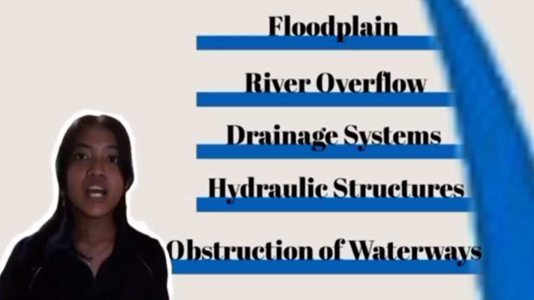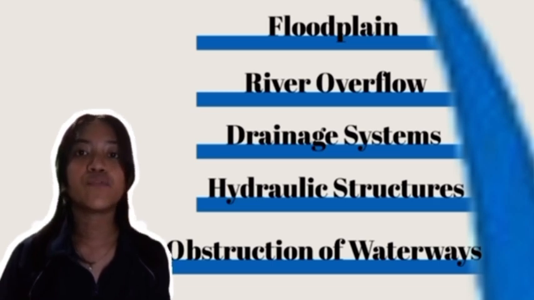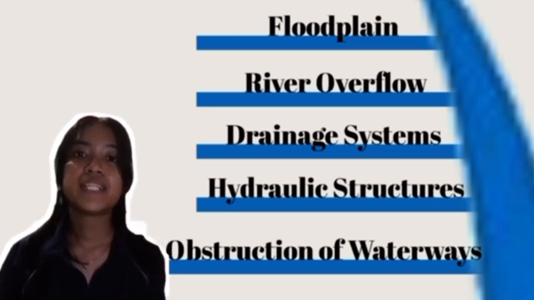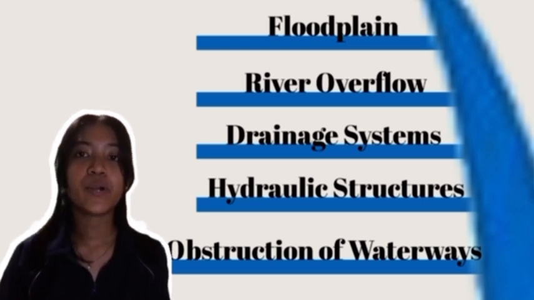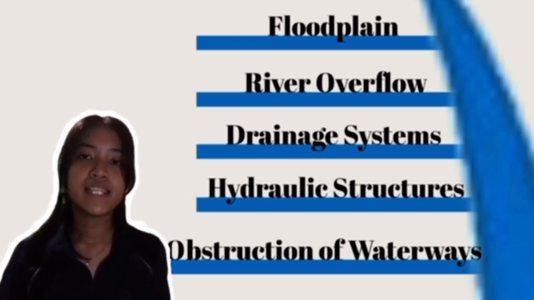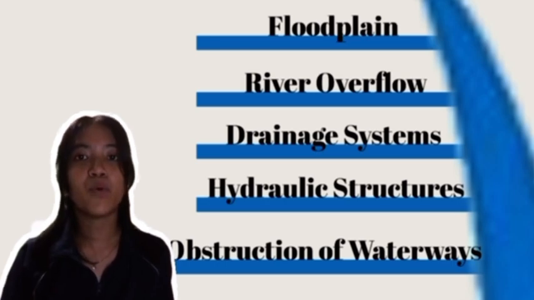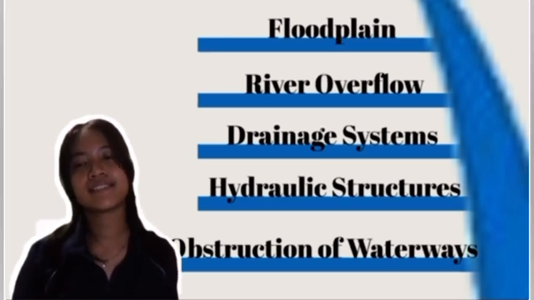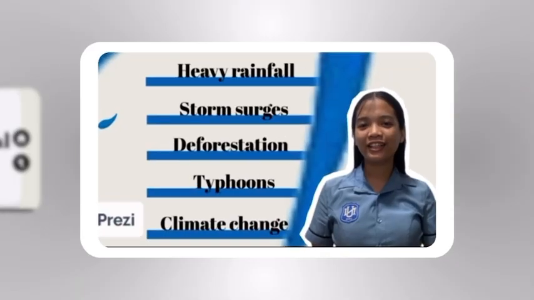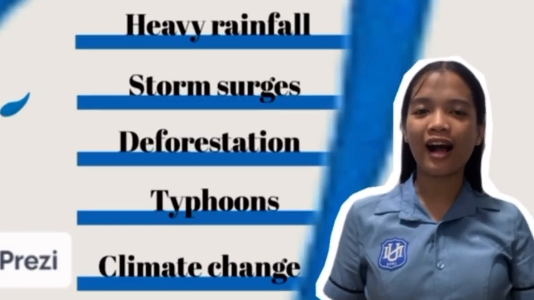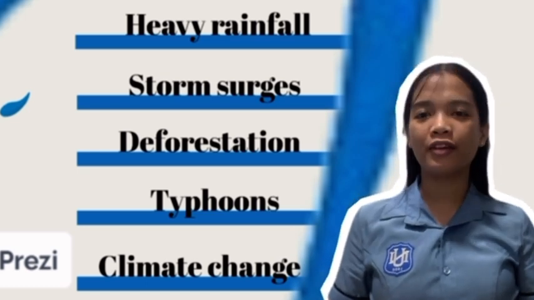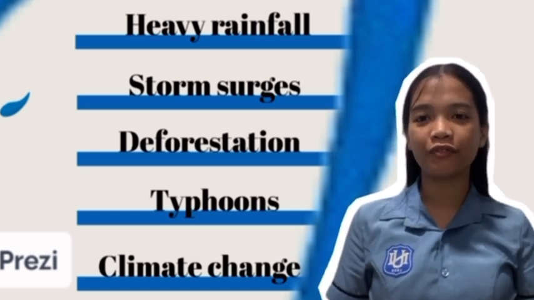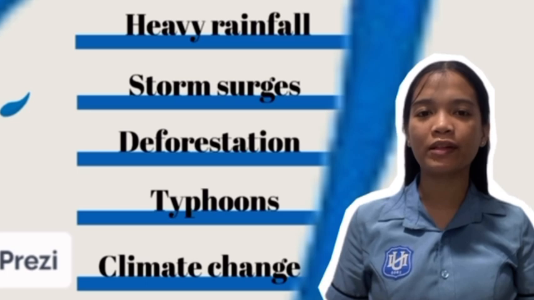And lastly, obstructions of waterways. Waterways get blocked by trash, informal settlements, or illegal structures. These obstructions stop water from flowing smoothly and cause floods. Under the environmental category, the first one we're going to talk about is heavy rainfall and typhoons. The Philippines is prone to intense rainfall from tropical weather disturbances.